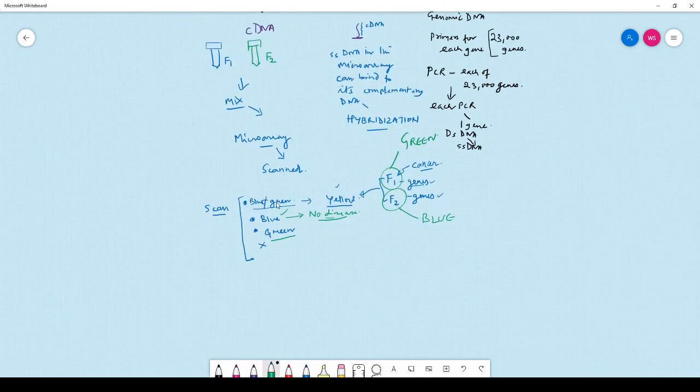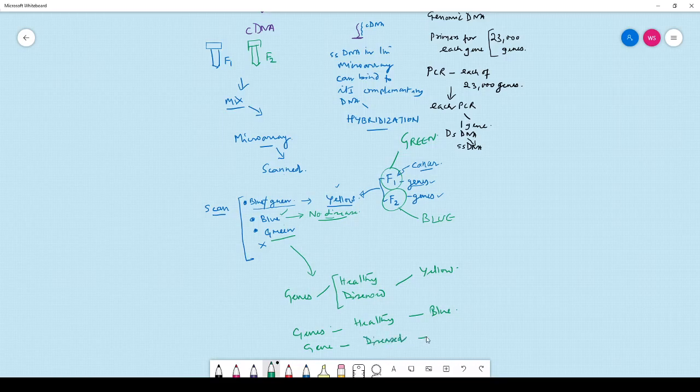So what information do we get from this analysis? We find genes which are expressed in both healthy and diseased. These are the yellow portions. Then there are genes which are expressed only by the healthy. This is the blue. And then there are genes which are expressed only by the diseased. And that is green.